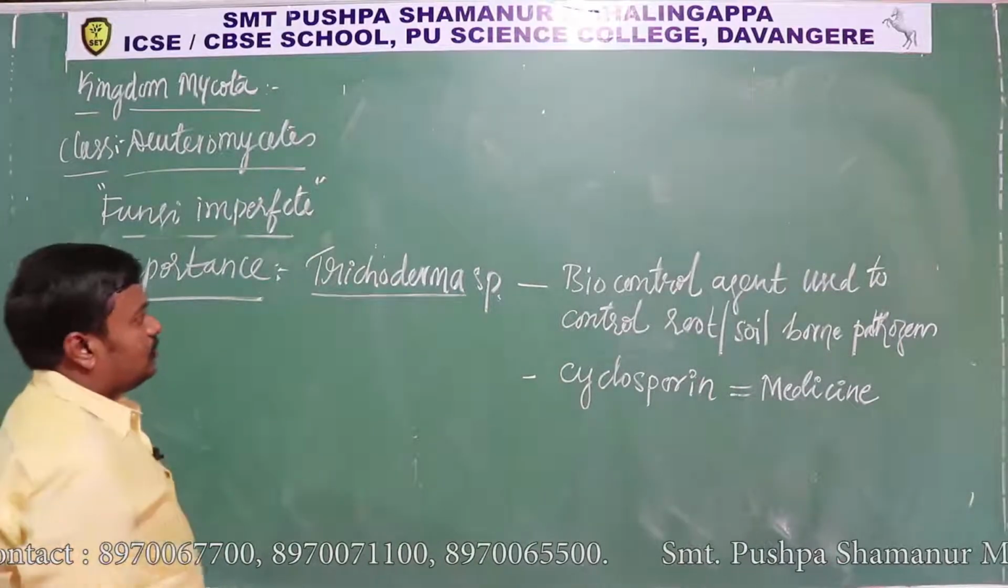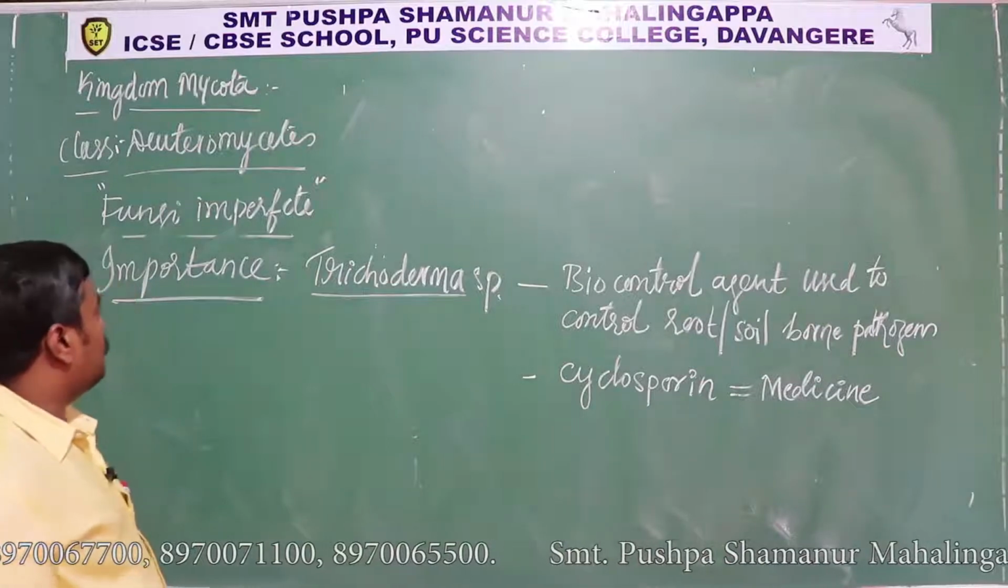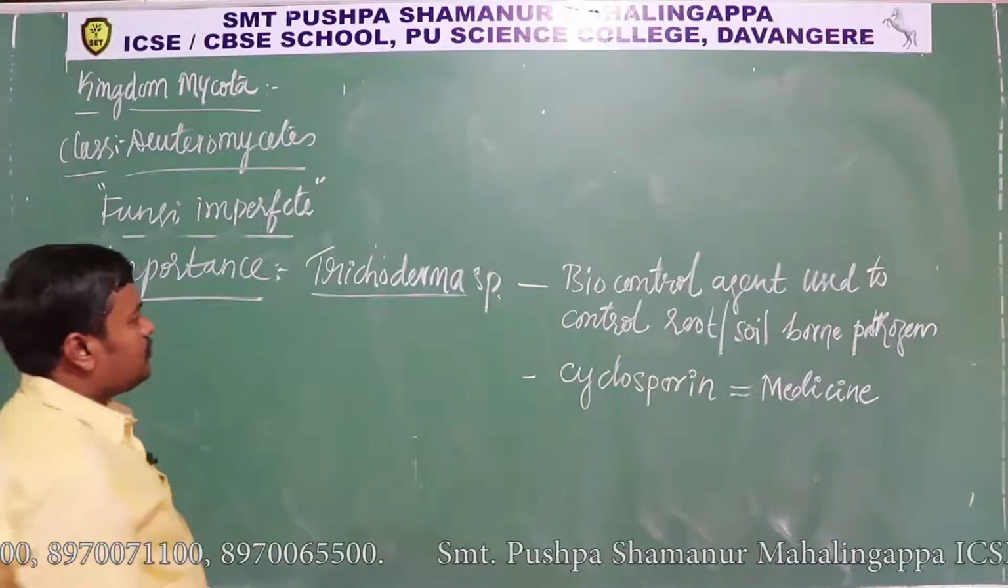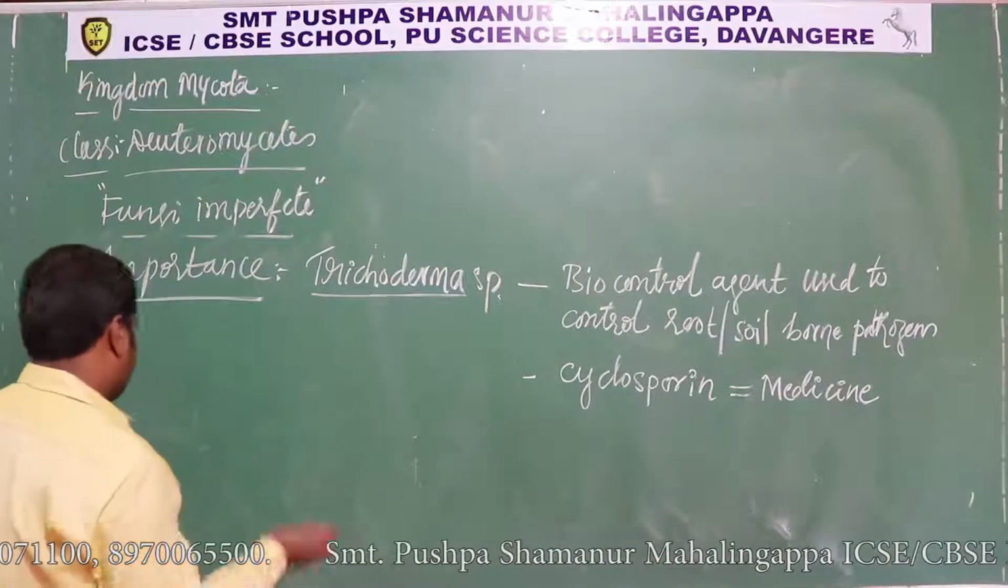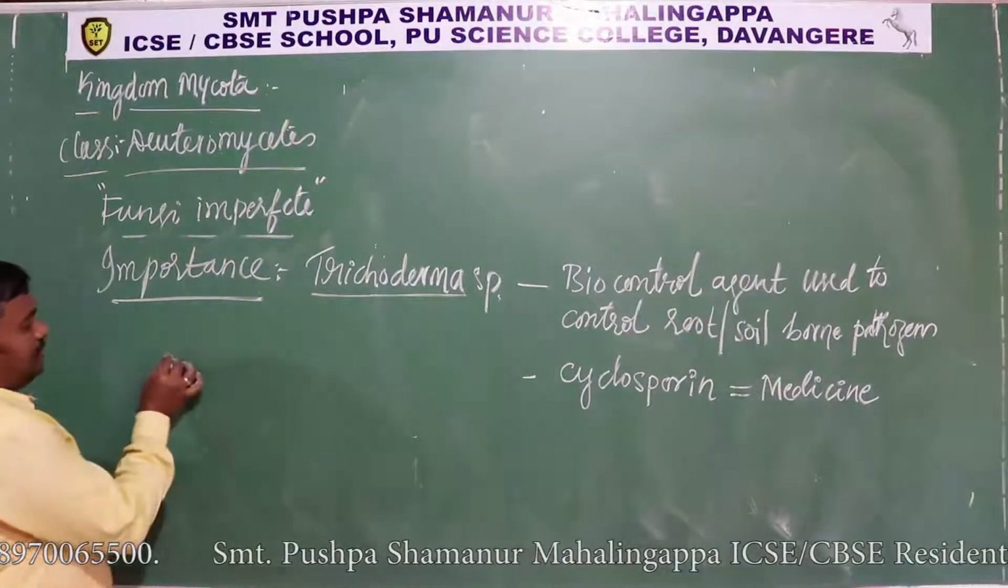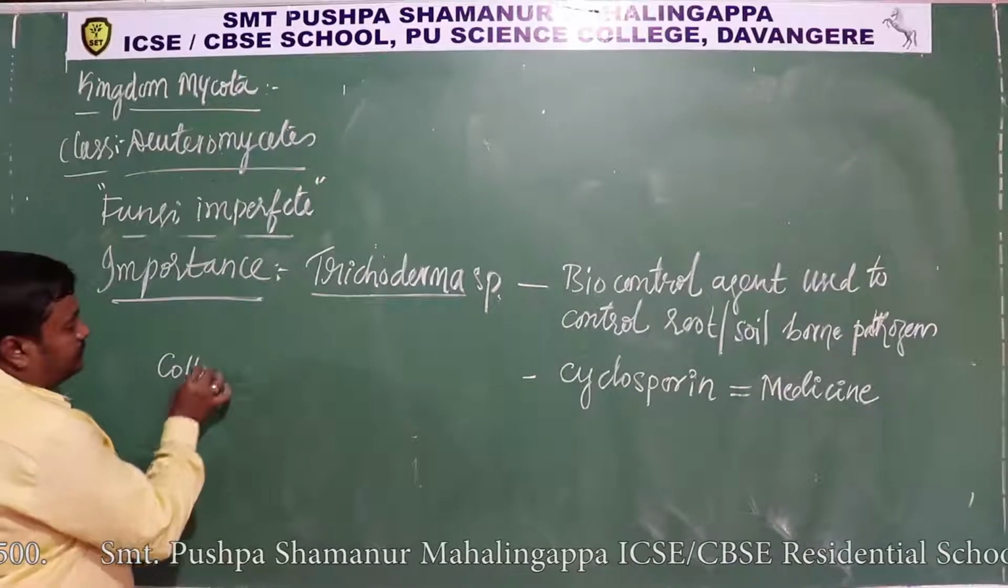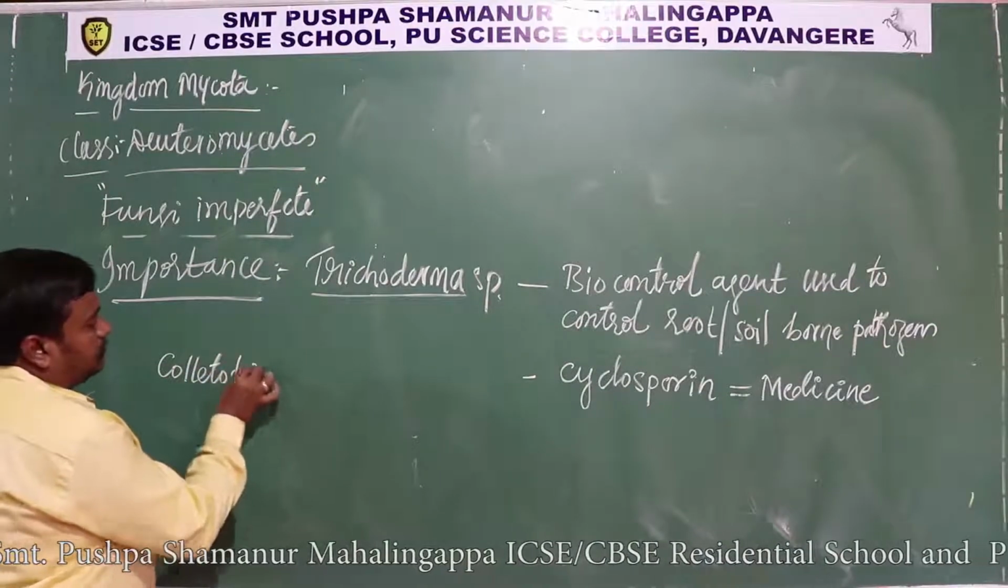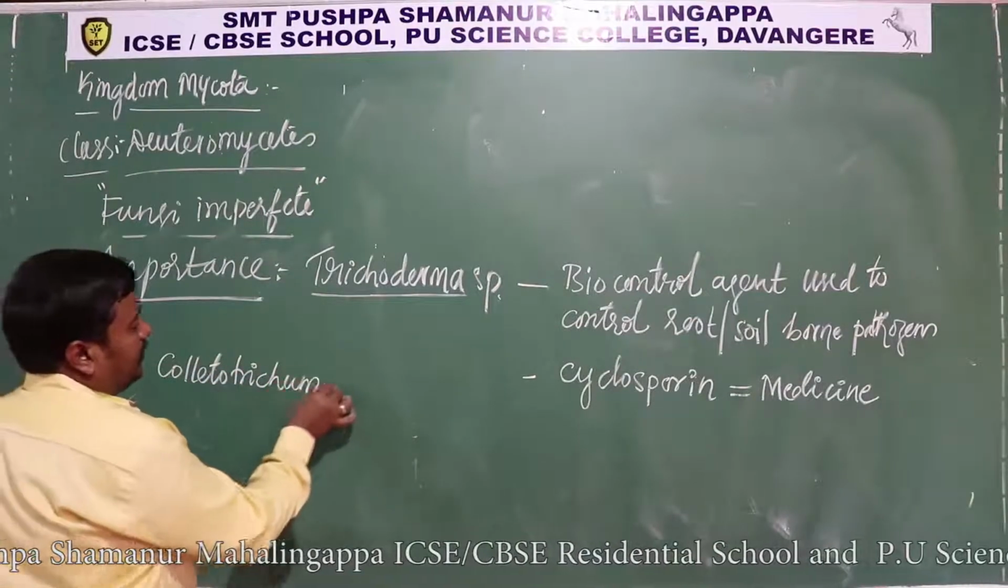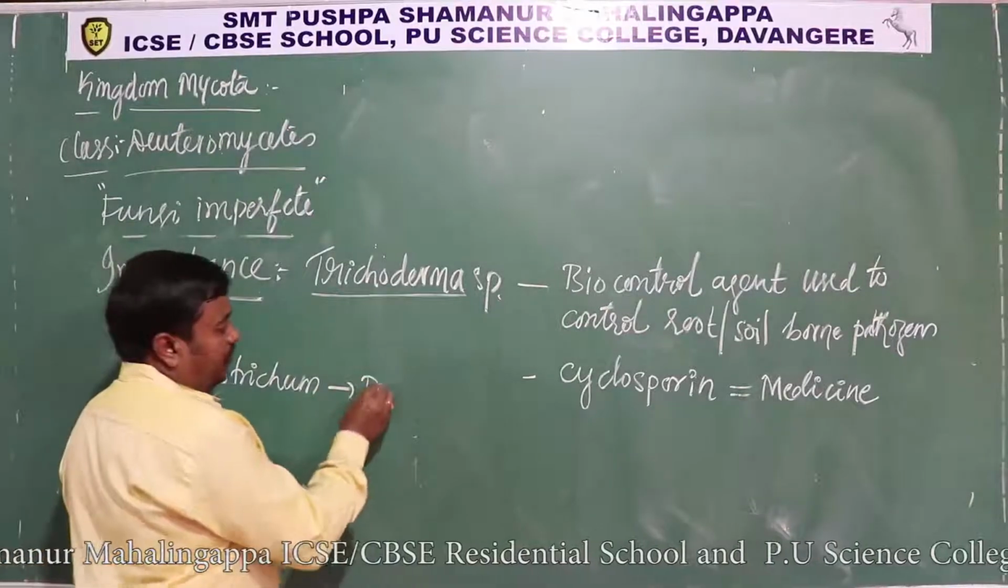So this is one of the important roles of Trichoderma. Next, disease causing organisms, like Colletotrichum. This Colletotrichum causes red rot in sugarcane.